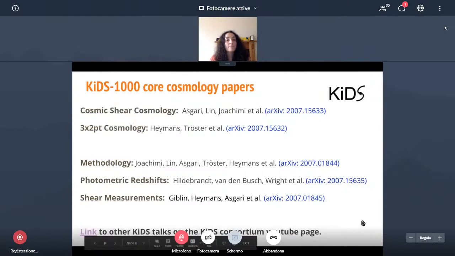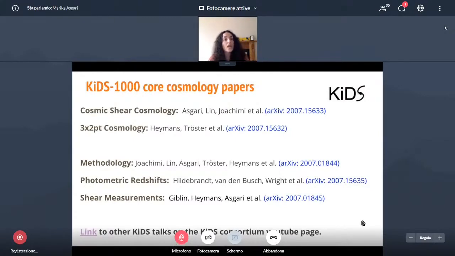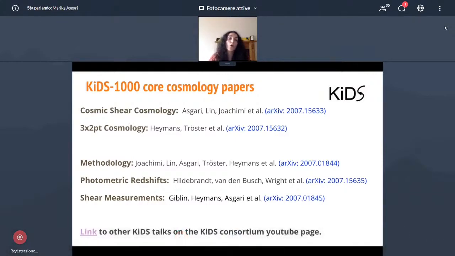Okay, so the recent analysis that we did is explained in these 5 papers that came out in July. The first 2 papers describe the cosmological analysis. The first one is cosmic shear only, and the second one is a combined probe analysis. And then the next 3 describe the methodology used in the first 2, and the catalog making and the calibrations described in the photometric redshifts and shear measurements papers.